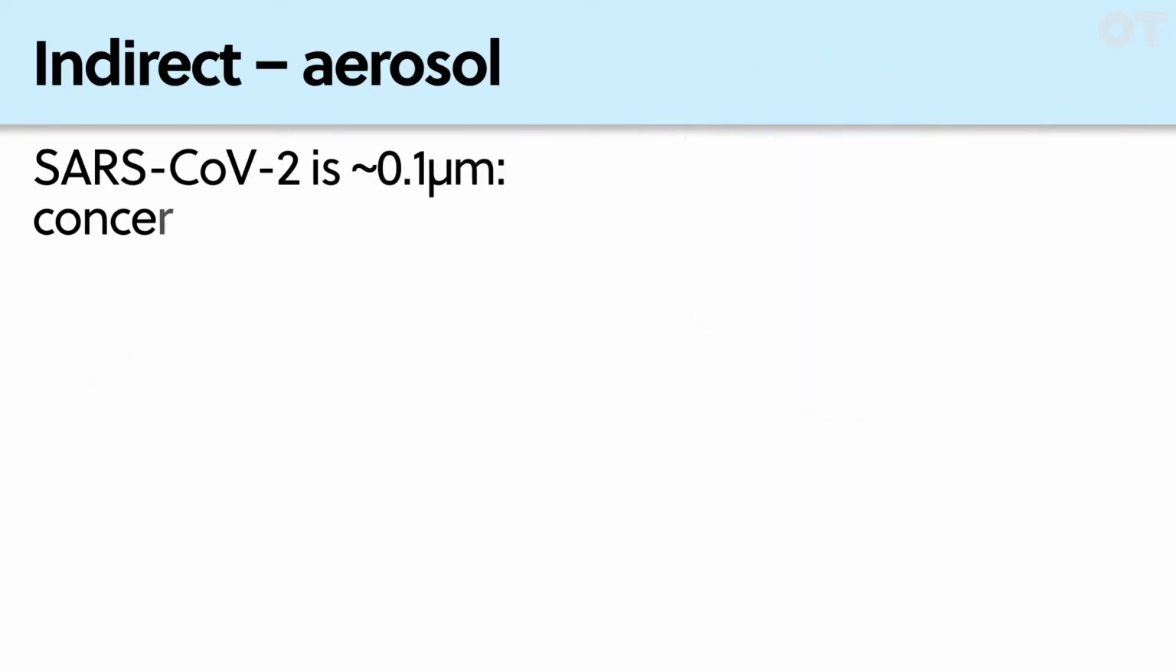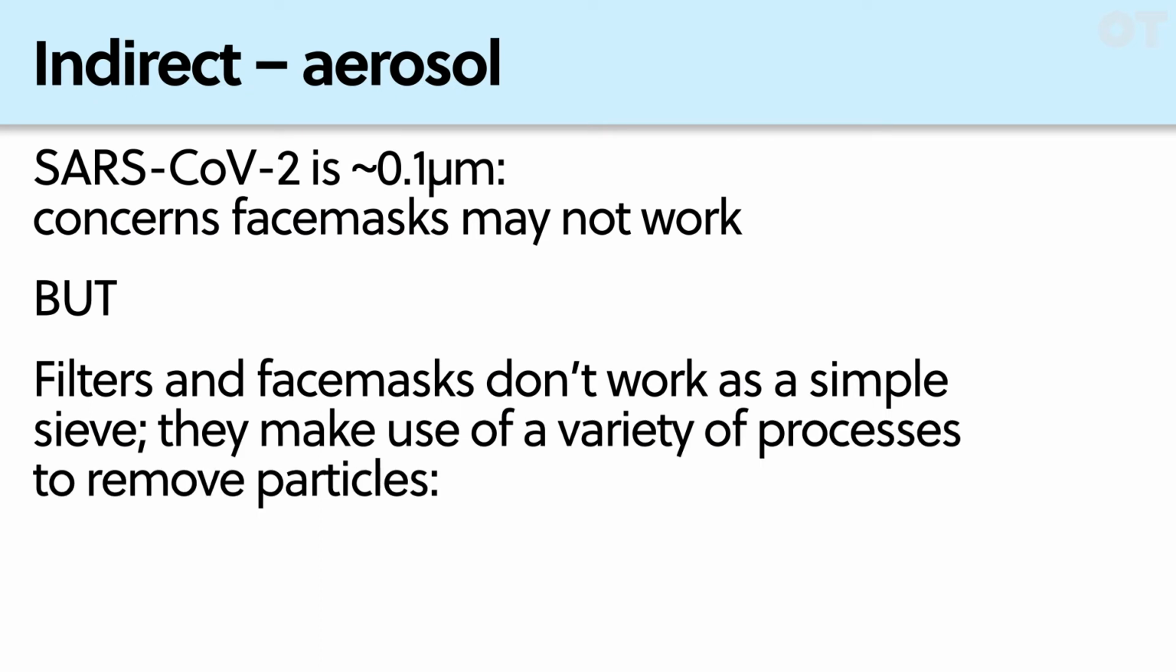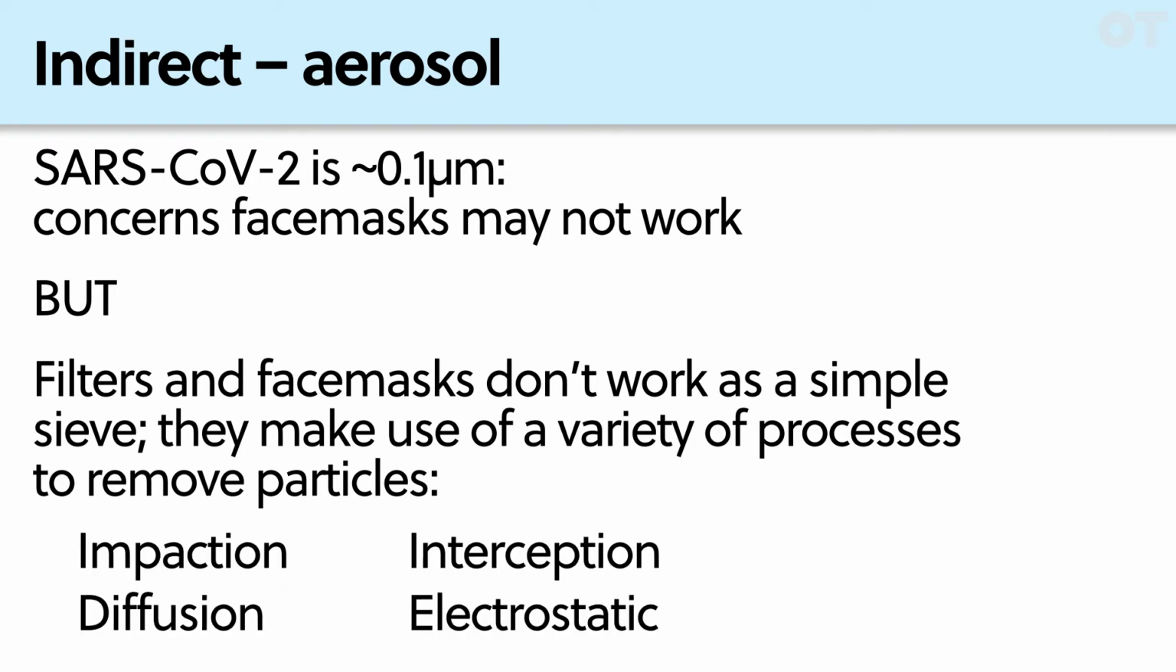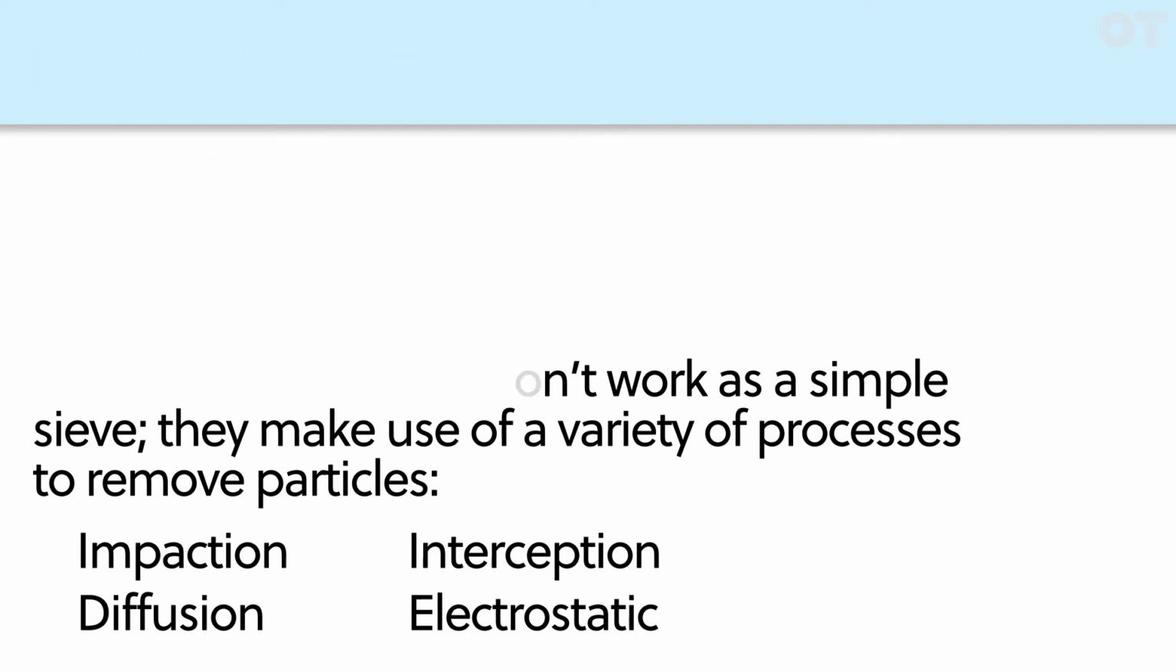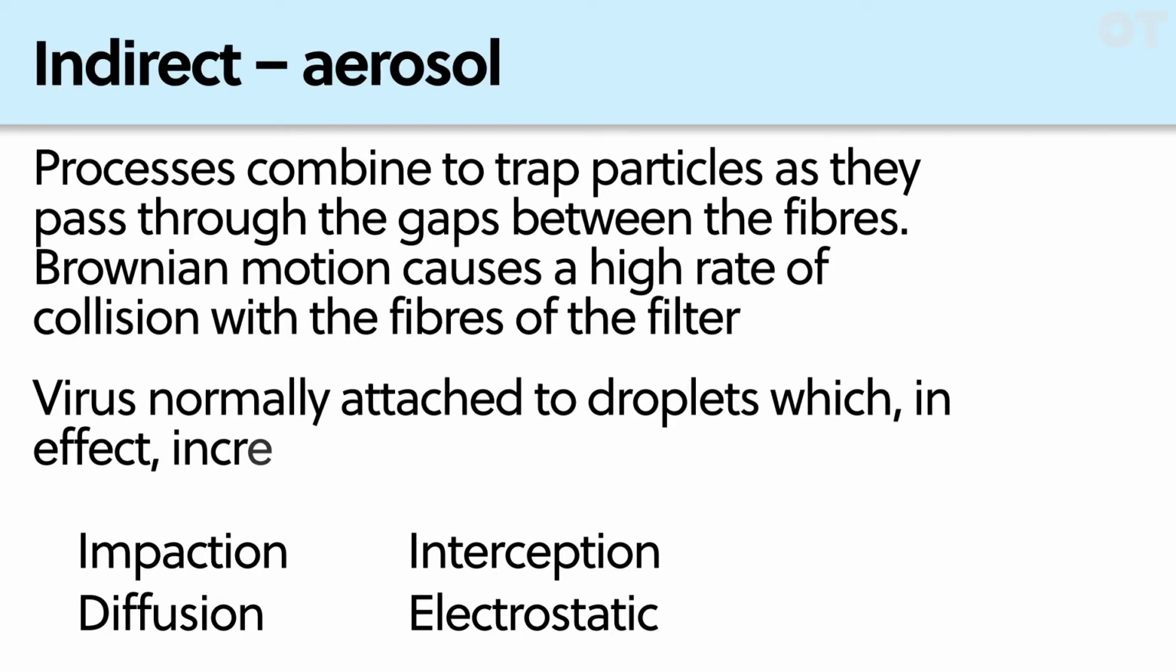Some of the other concerns around the virus have been that it's actually quite small, around 0.1 micrometers, and that may also mean that face masks do not work effectively. However, filters and face masks don't work on a simple sieve basis. Instead, they make use of a variety of processes to remove particles. These are impaction, interception, diffusion, and electrostatic attraction. These processes combine to trap particles as they pass between the fibres of a mask or of a filter, and small particles are captured very efficiently as they exhibit Brownian motion.